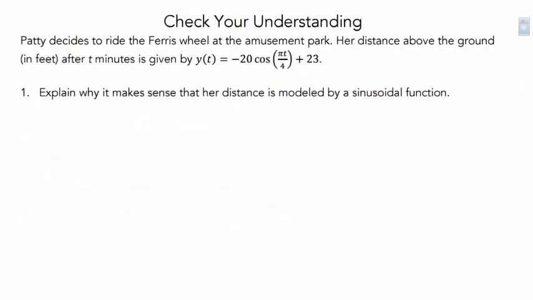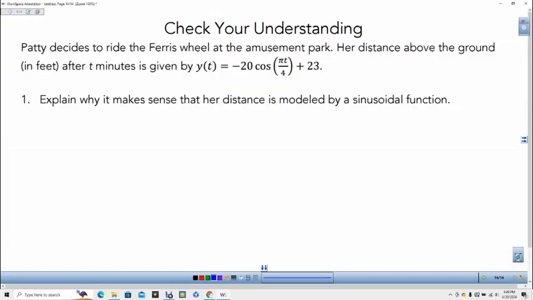All right, so let's look at this problem. This is the type of problem that you will probably see on your modeling trig functions on the AP exam. They're going to give you an equation typically. You're not typically going to have to build something like this. I'm not saying that you won't have to, and there are times that you will, but I think more than anything they're going to give you an equation and you're going to have to pick out the pieces of information from that. So Patty decides to ride the Ferris wheel at an amusement park.